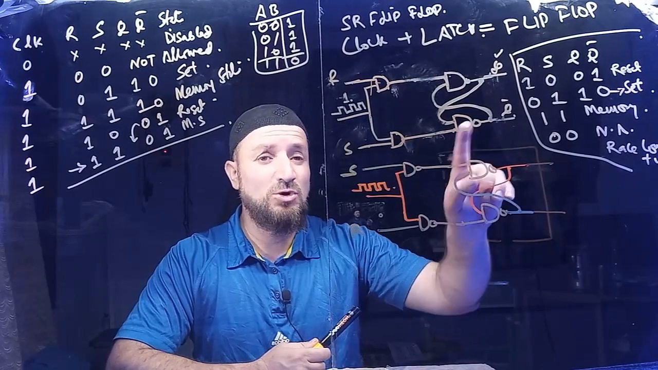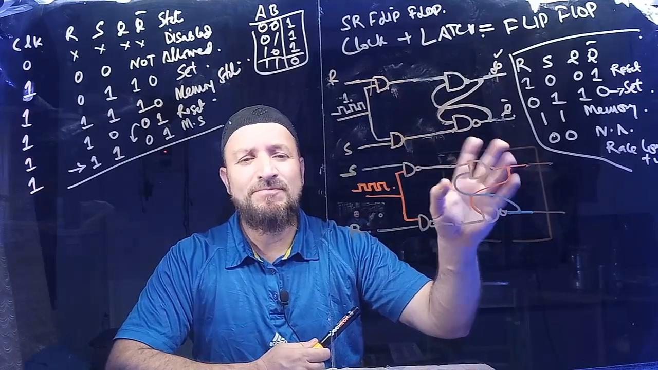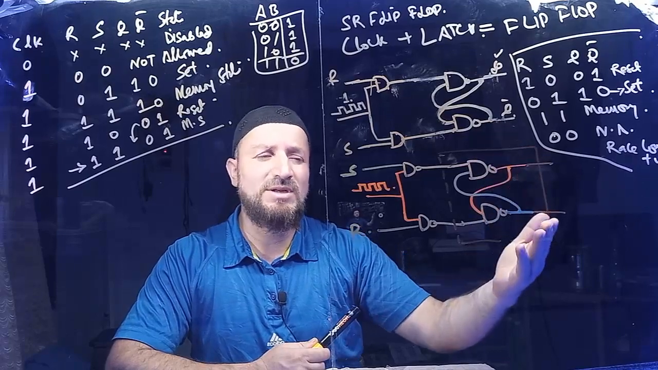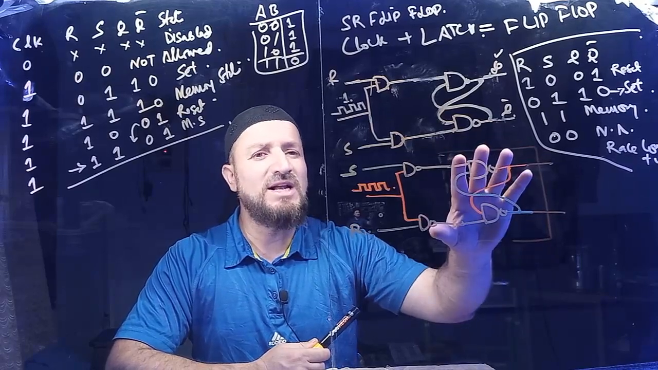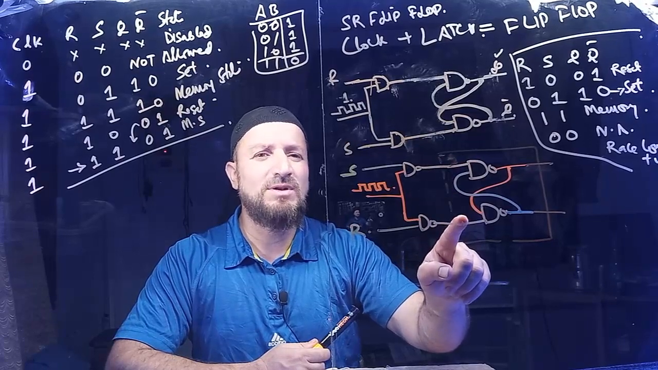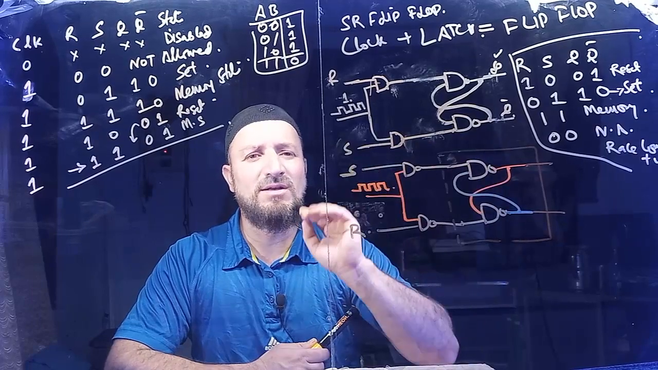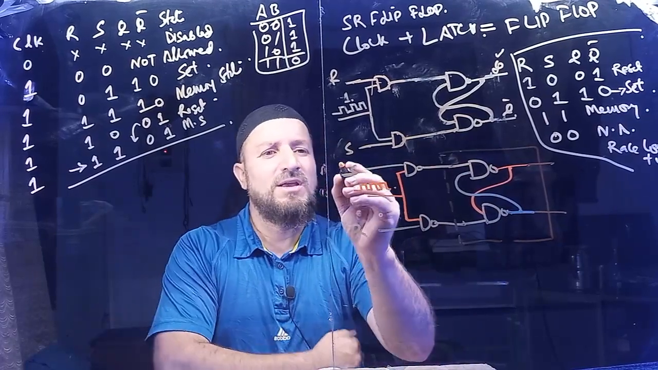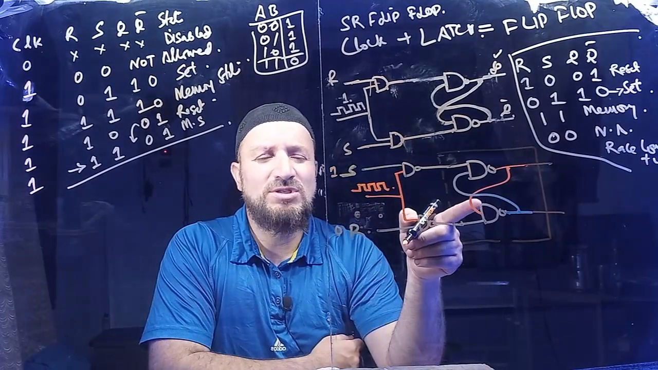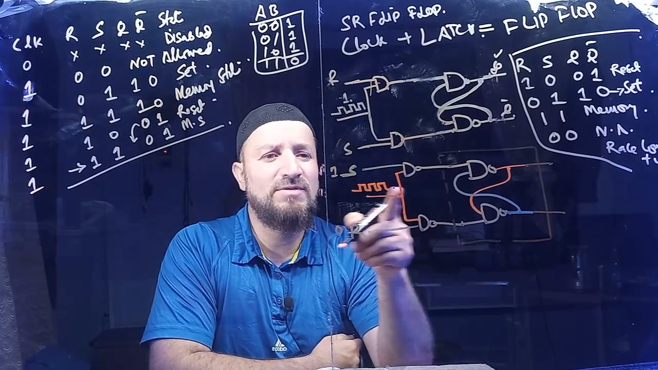So what does set mean? Q is 1 and Q complement is 0. Reset means that Q is 0 and Q complement is 1. If the top side is 1, it's going to reset. If the bottom side is 1, it's going to set. We know that, so I'm not going to touch it. For me, if S is 1 and R is 0, the circuit should set.